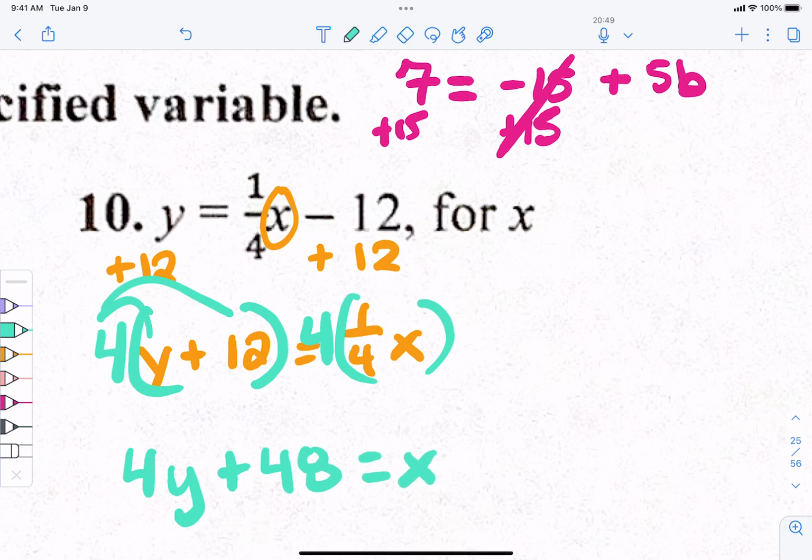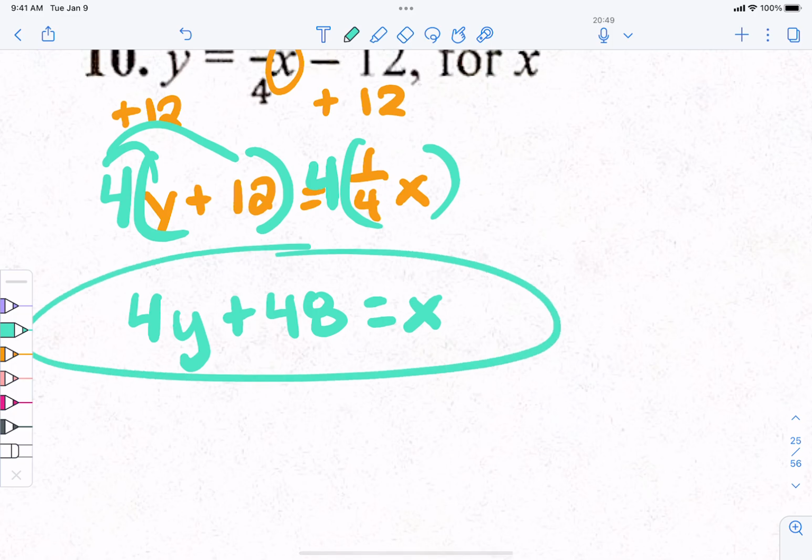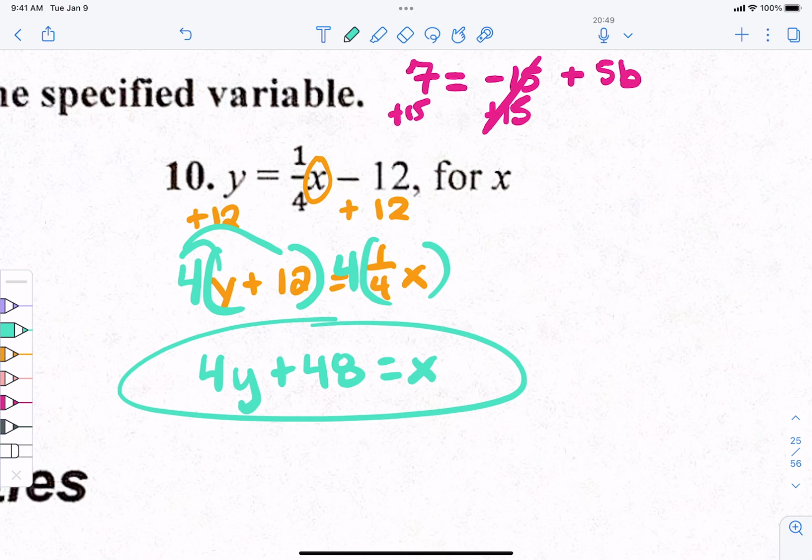And then what? Then you're done because the x is by itself, right? It just feels wrong solving for x. I know it does. How did we get the 4? I want to get rid of the 1/4. So it's like dividing by 1/4, but rather than dividing by that fraction, you can multiply by the reciprocal of 1/4, which is 4. Right? 4 times 1/4 goes away.